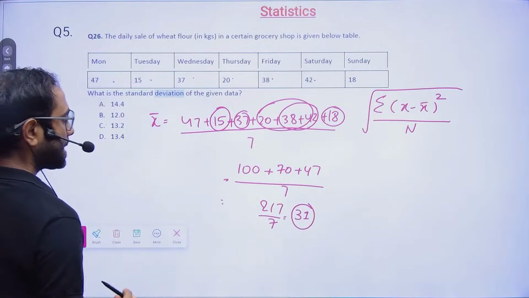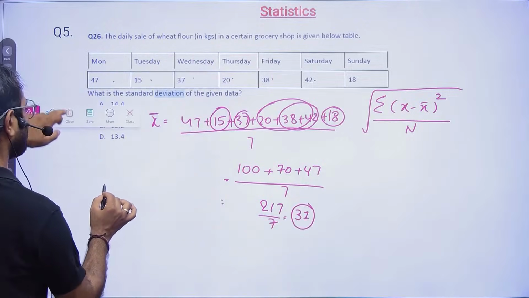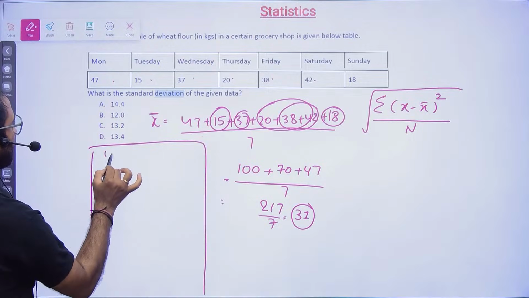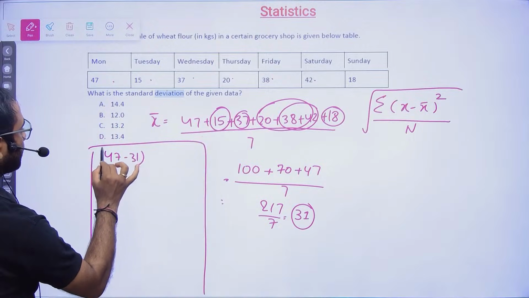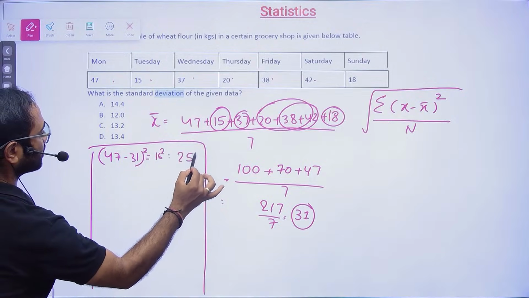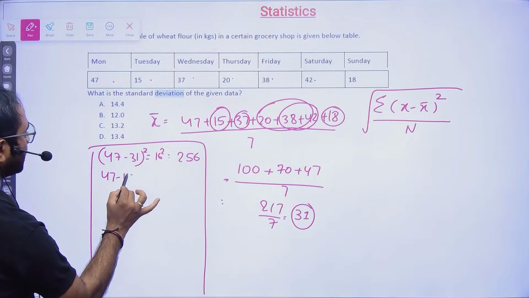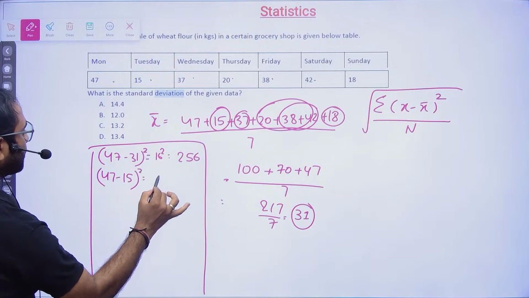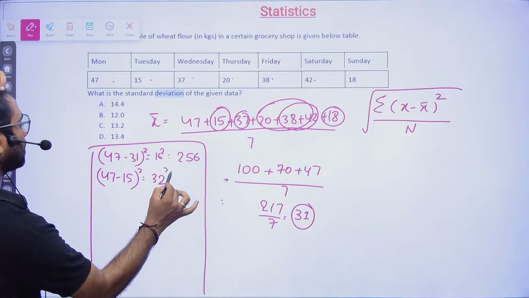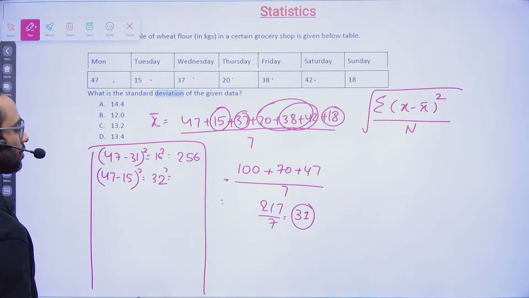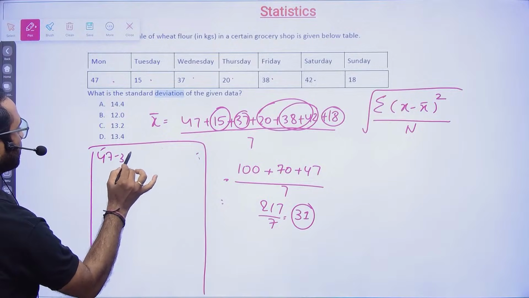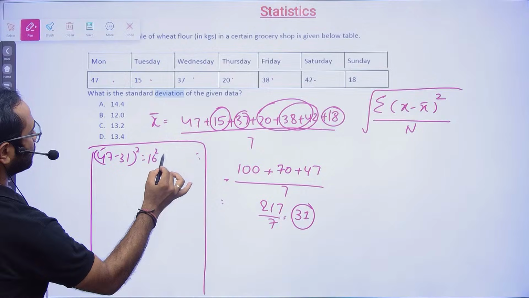Okay, now after this we need to find out how much deviation is there, right? So how much deviation, and then square. So 47 minus 31 squared, that is nothing but 16 squared, that is 256. Next is 15, so 31 minus 15 squared. Sorry, the first one was correct. So 37 minus 31 squared, 6 squared is 36.